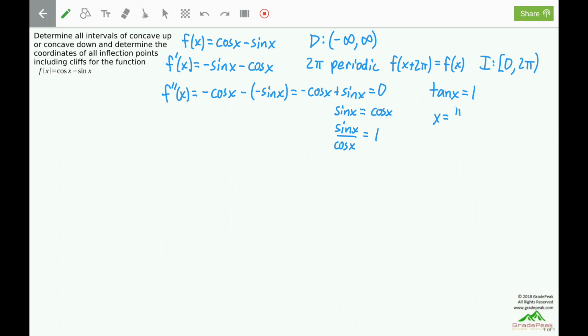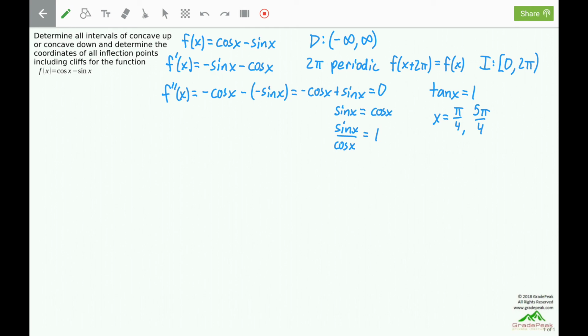In the first quadrant, that's going to occur at pi over 4. We also need the third quadrant equivalent of pi over 4, which will be 5 pi over 4. Those are the two angles on the unit circle interval that cause the tangent of x to equal 1. Those will be the candidate numbers.